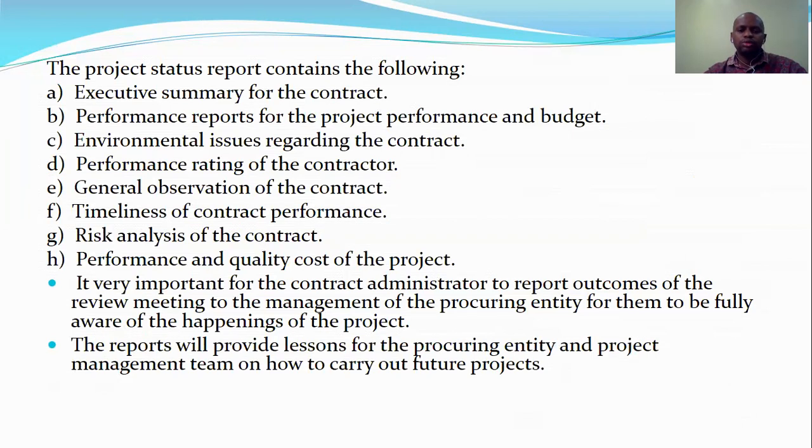The project status report contains the following. Number one, an executive summary for the contract, the performance report for the project performance and budget, environmental issues regarding the contract, performance rating of the contractor, general observation of the contract, timeliness of the contract, risk analysis of the contract, and performance and quality cost of the project.